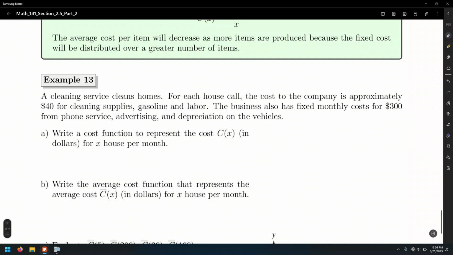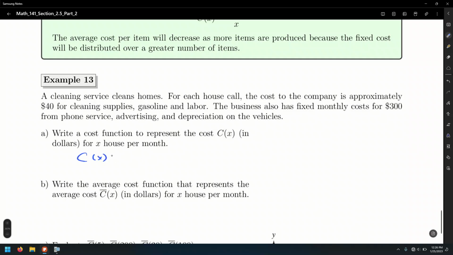There are many expenses that are not listed in the situation, but you can think about all of them as well. And it happens that that's the value of these fixed costs. Well, they're asking us to write a cost function that represents the cost in dollars for x number of houses per month. Well, let's start with C of x.